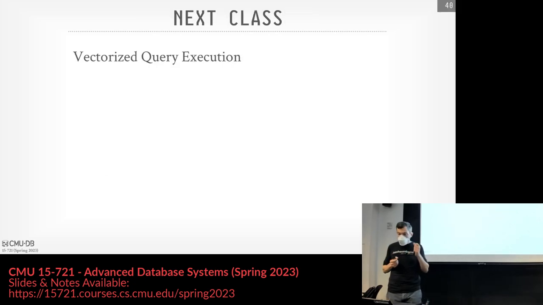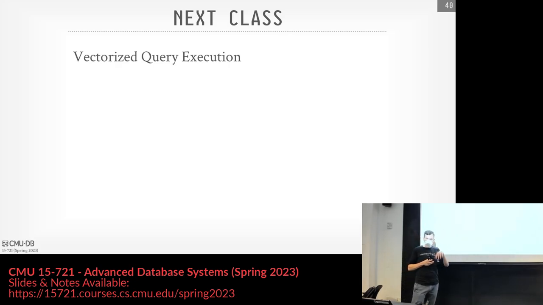Okay. All right, so next class, we'll talk about vectorized execution. There's another paper from the Germans. You can skip the GIS stuff at the end. Just focus on how you're actually doing the scans and the hash table stuff. That's more important. Okay?